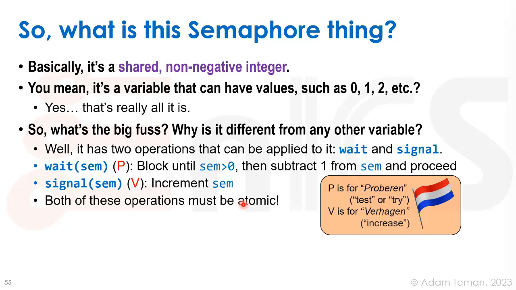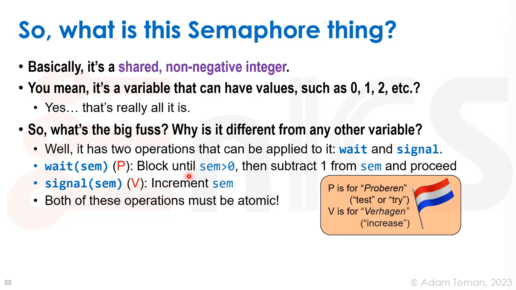Now, just a side note, I said something about Dutch. Often wait and signal are called P and V, which causes even more confusion, because P and V come from Dutch. P is for proberen, which means to test or try, and V is for verhogen, which means to increase. And actually, those are not the original things that Dijkstra used, but that's kind of what they're considered now, to give some sort of meaning in Dutch. So if people use P and V, just tell them to use wait and signal. It makes a lot more sense.